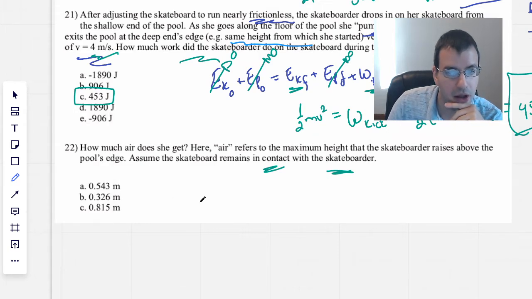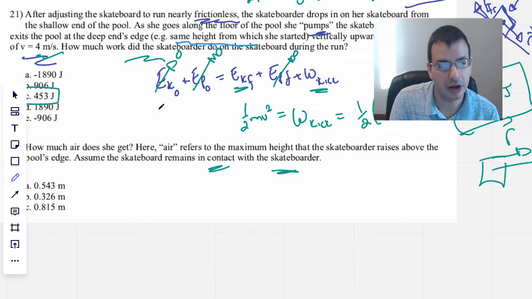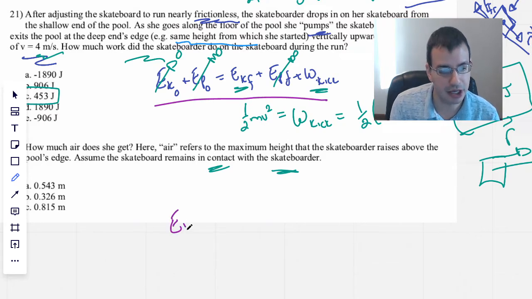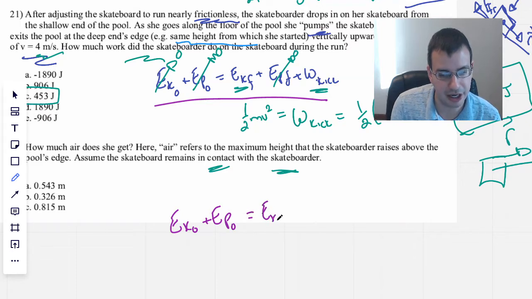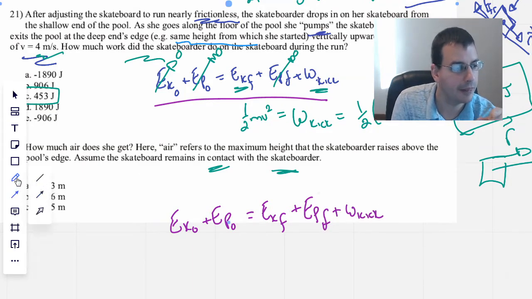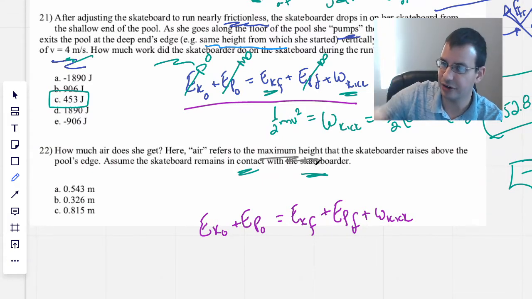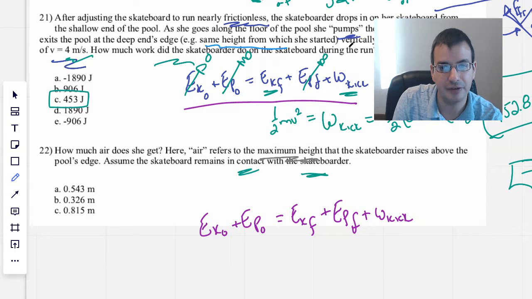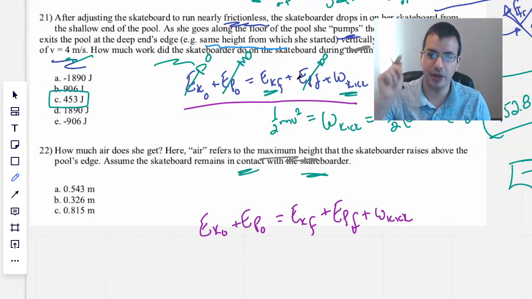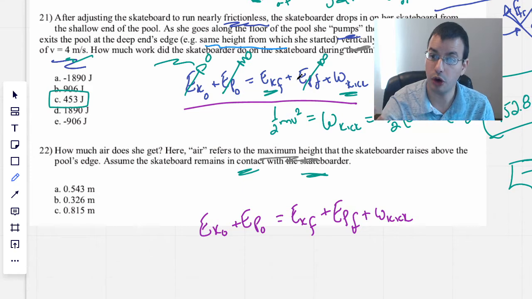So here again, we'll look at this system. We do energy kinetic initial plus energy potential initial equals energy kinetic final plus energy potential final plus work due to kicking. So this time, maximum height. At the maximum height, it's going to come to a stop and then fall back down. And it's important that it's vertical because we also know that the horizontal speed then will also be 0. Therefore, the total speed will be 0.